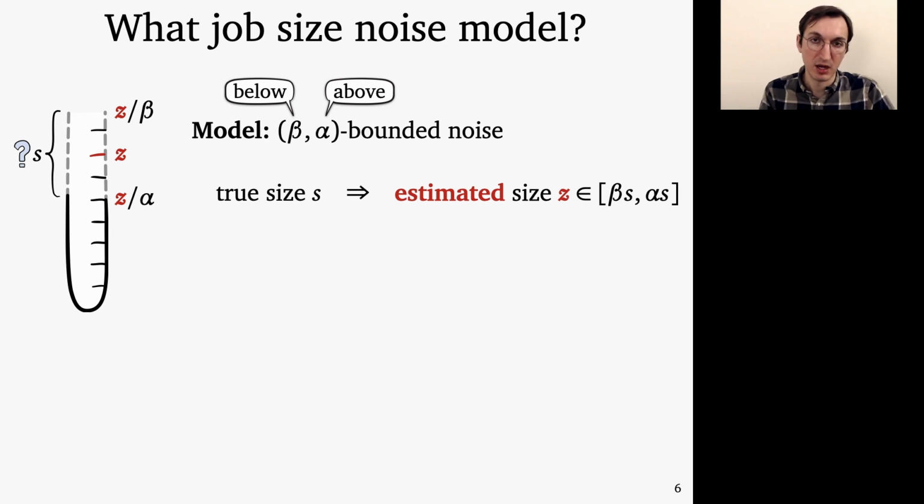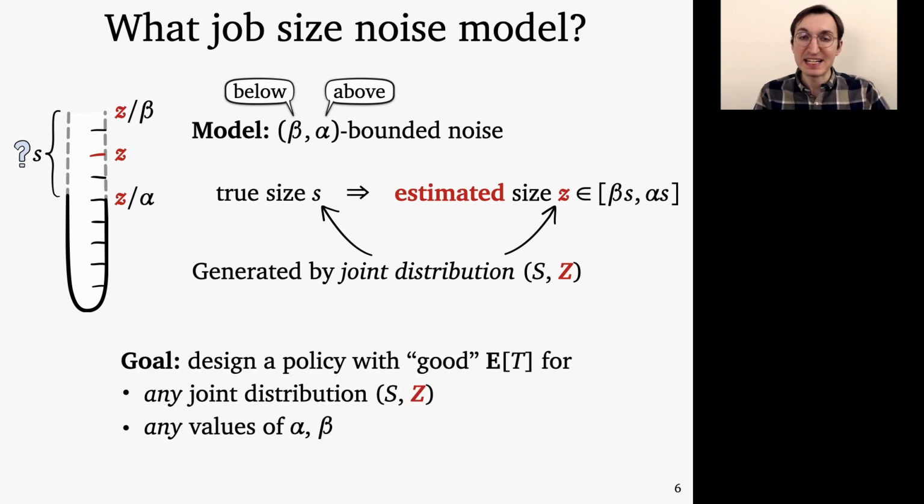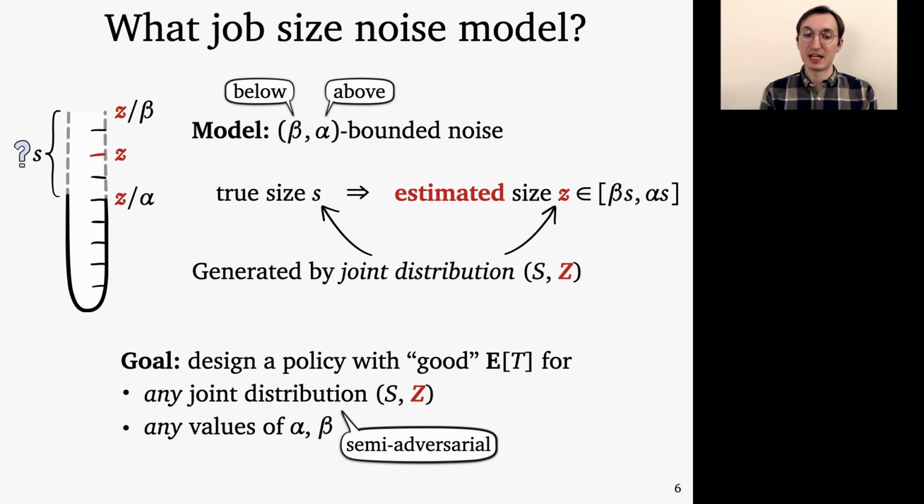Okay, so this is the assumption we're going to make on the noise. And we're also going to make an assumption about how these true and estimated sizes are generated. So we said already that true sizes are generated by drawing from a distribution. We're actually going to assume that pairs of true and estimated sizes are drawn from some joint distribution. But we're not going to make any particular assumption about what this joint distribution is beyond the fact that it's beta-alpha bounded. And so we're going to try and design a scheduling policy that works for any joint distribution and for any value of alpha or beta. So we're basically going to try and design a noise-oblivious policy that works well no matter how much noise there is. And you can also think of this as a kind of semi-adversarial version of the problem, in that we could let an adversary choose the particular joint distribution, and we want our policy to perform well no matter what the adversary chooses.